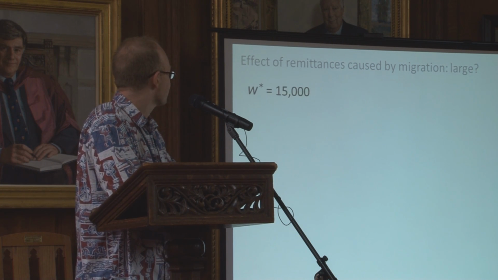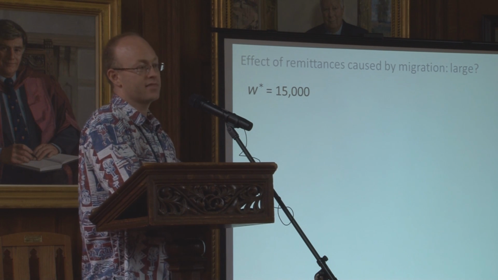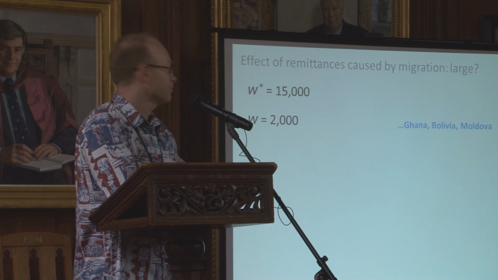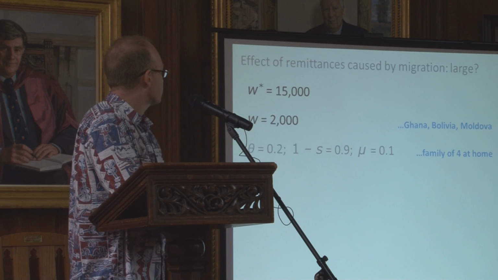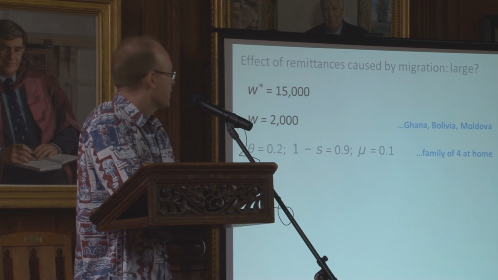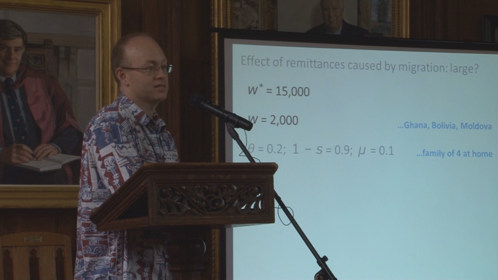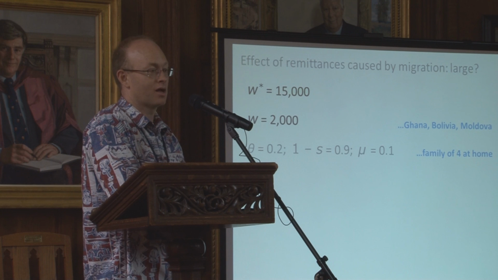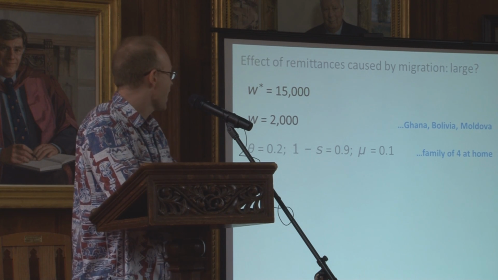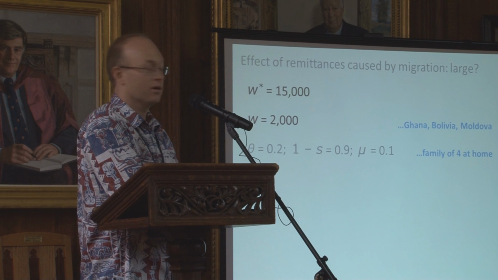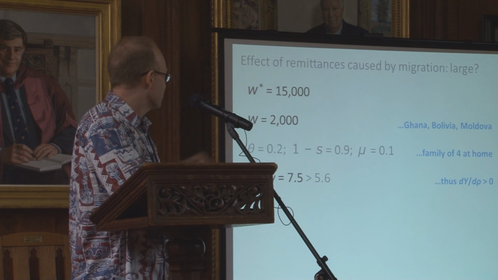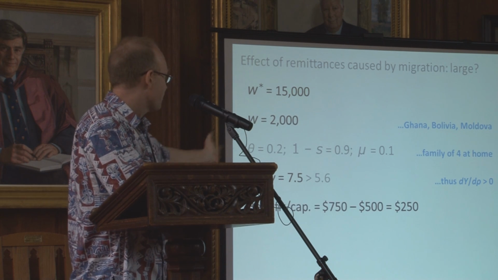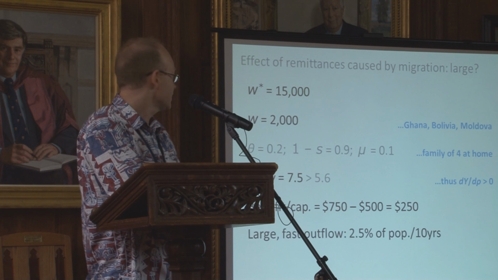And so we just go through this one example where we say, okay, suppose migrants earn $15,000 abroad, they earn $2,000 at home, so they're coming from Ghana or Moldova or somewhere like that. They remit 20% of their income. They consume 90% of what's remitted. About 10% of what's consumed goes on imports. Then, sending money to a family of 4 at home, we would have this wage gap being enough that we should see a positive effect, but the per capita benefit's only about $250.